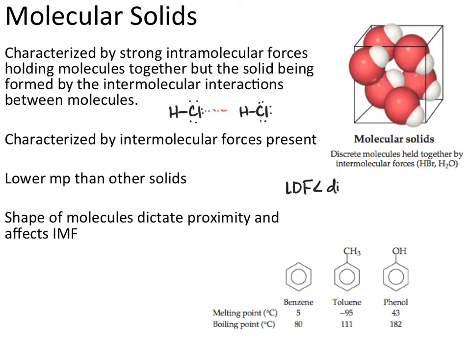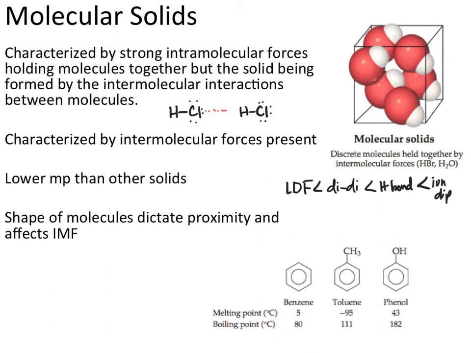We then have dipole-dipole, okay, which occur in polar molecules. We then have H bonding, which remember is a special type of dipole-dipole, and a little bit stronger. And then, of course, ion-dipole interactions. So these intermolecular forces, depending on the strength, are going to dictate the other characteristics of the solid, like melting point. The stronger the intermolecular forces, obviously you're going to have to put more energy in to separate out the molecules.